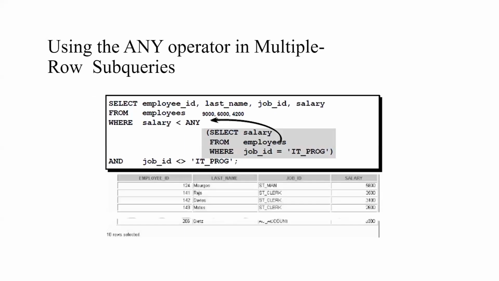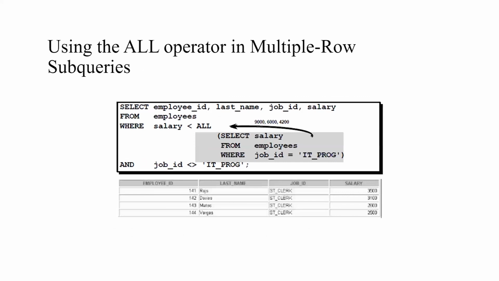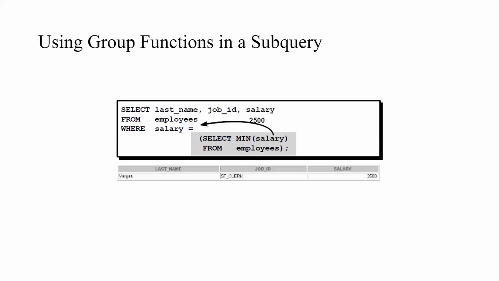Now, multiple row subqueries. What are multiple row subqueries? They return more than one row, and we use multiple row comparison operators. Here we have in, any, and all. Let's actually run through them. Let's run the queries.